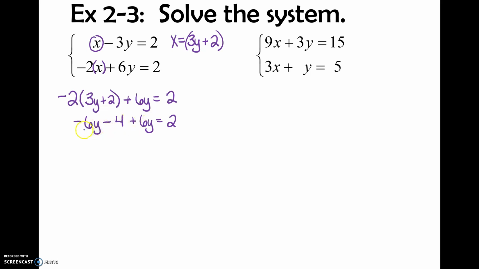-6y and +6y. What happens with -6y and +6y? They cancel out. So we have -4 equals 2. Does -4 actually equal 2? No, this is a false statement. When your variables eliminate and you have a false statement, that means that there are no solutions.